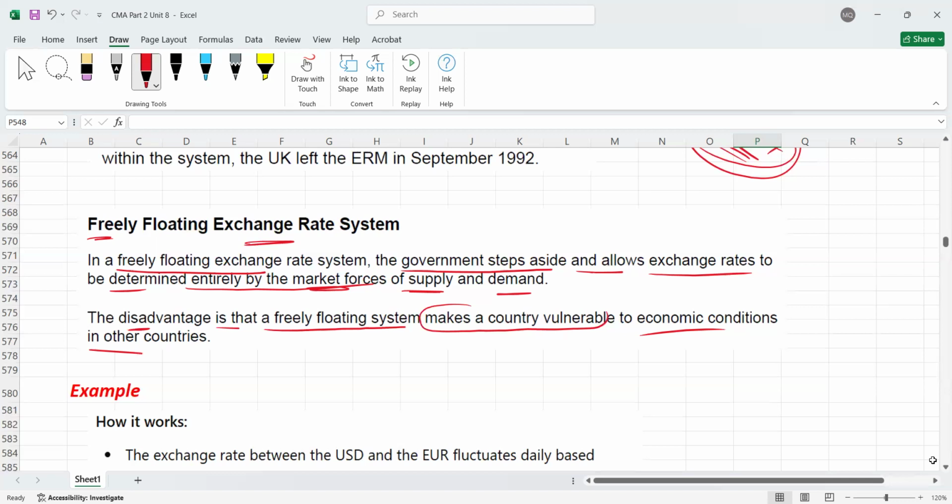Significantly. Another example, if there is an economic recession in your economy, obviously if you are not managing the exchange rate, what will happen? It will change by a significant portion, right? So this is what is freely floating exchange rate system.